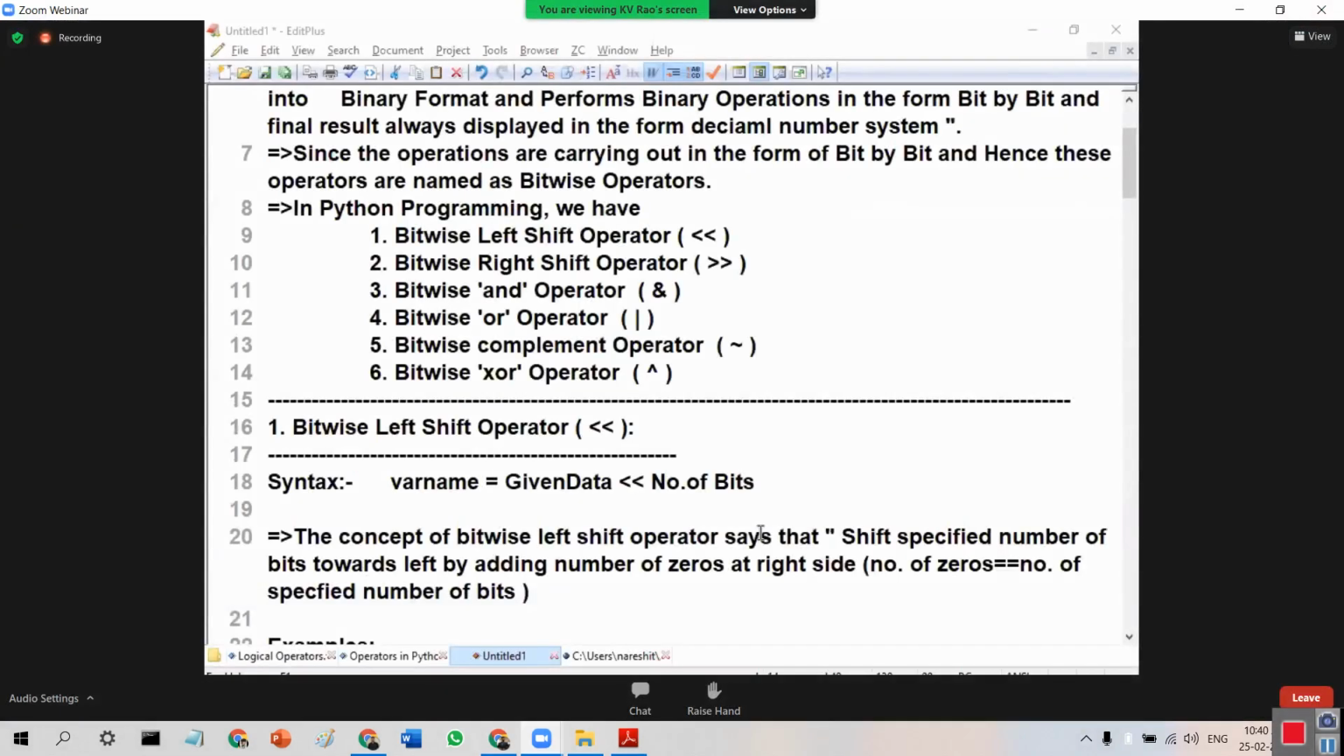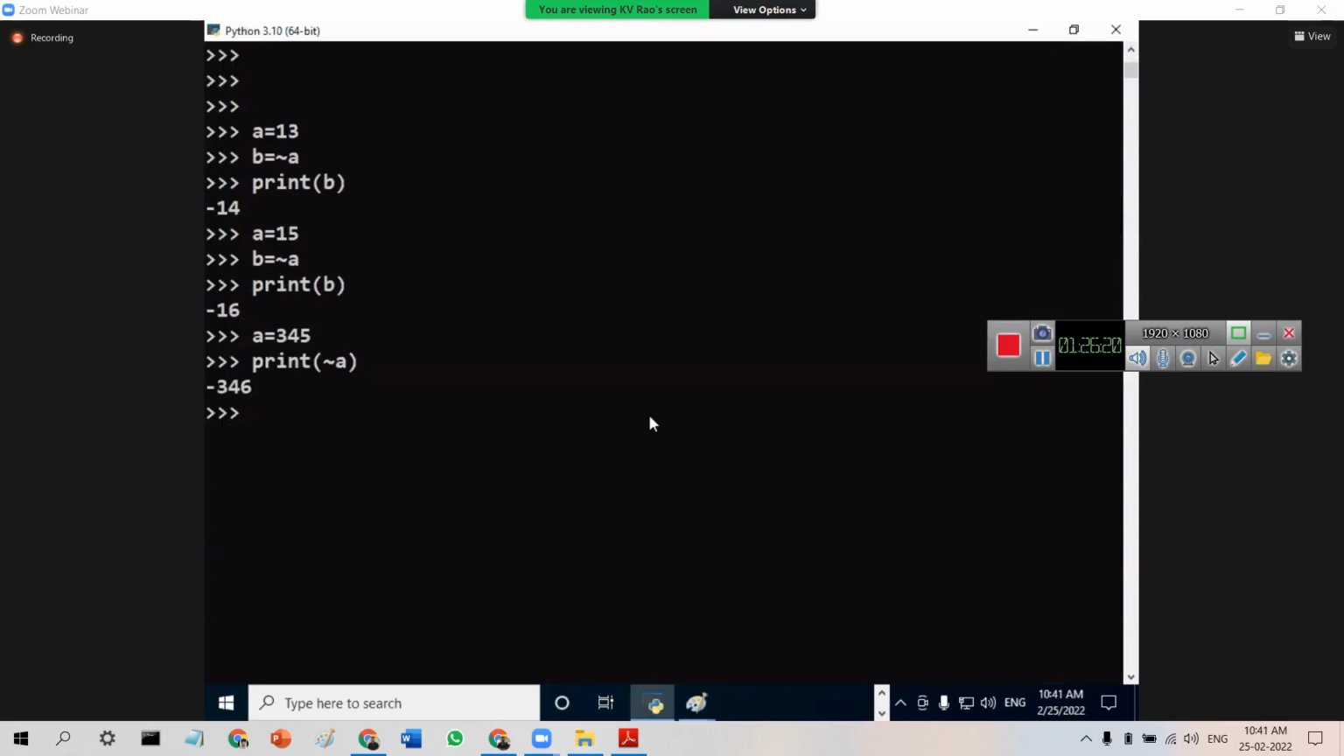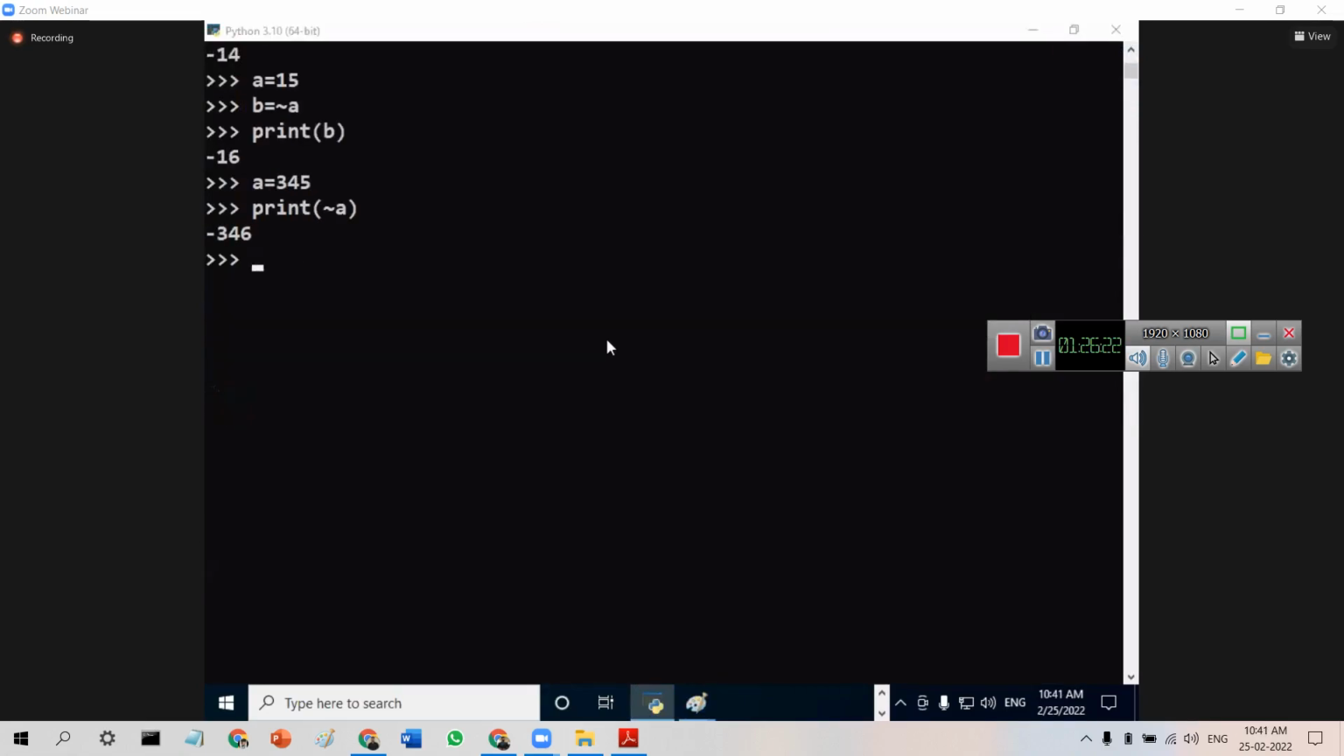Yes, Vamsi Krishna. One minute. All of you, just sit for one minute. Vamsi Krishna is asking about the bitwise complement operator for minus 16. Simple. I told you the formula. One minute, all of you.